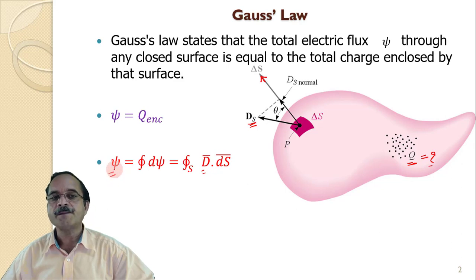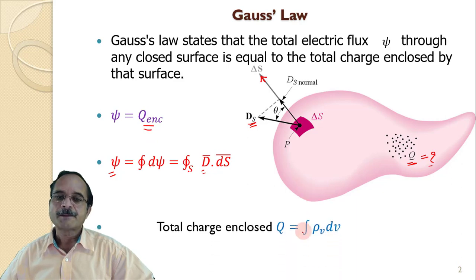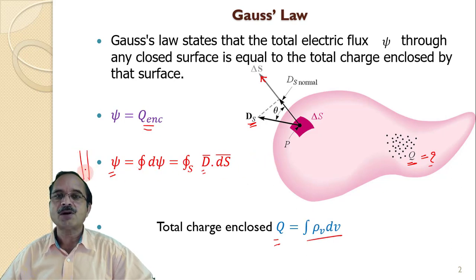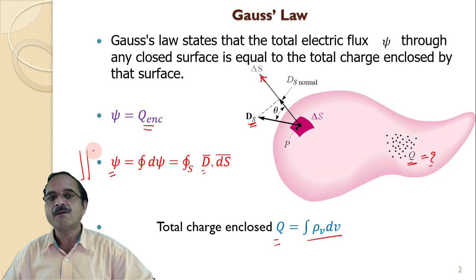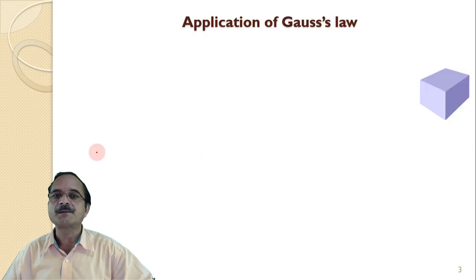And as we have seen, the total flux passing through this surface is nothing but the charge enclosed. So this is the statement of Gauss law. The total charge enclosed in terms of volume charge density is the volume integral of rho v into dv. Now let us see how this statement of Gauss law can be applied to solve various types of problems.